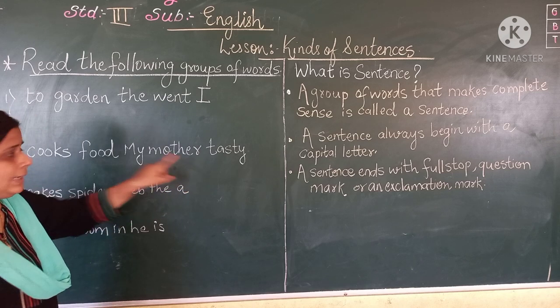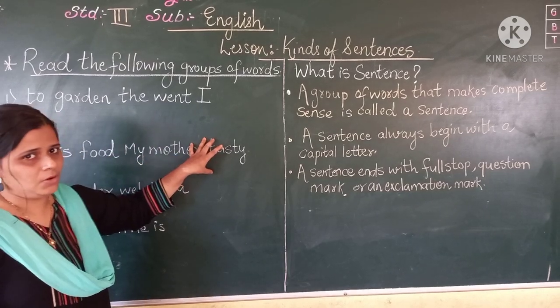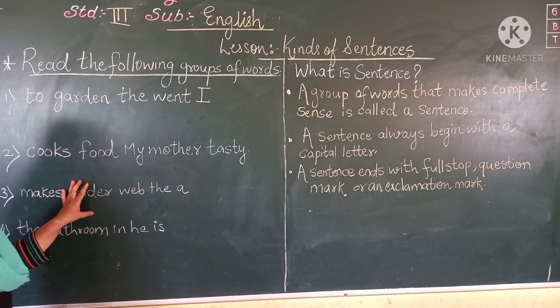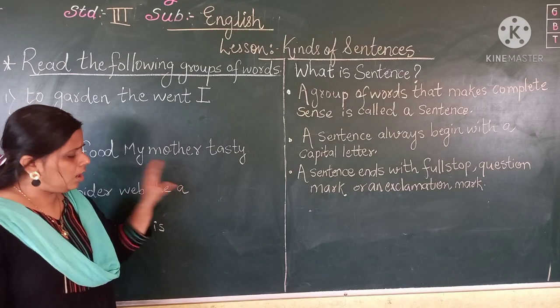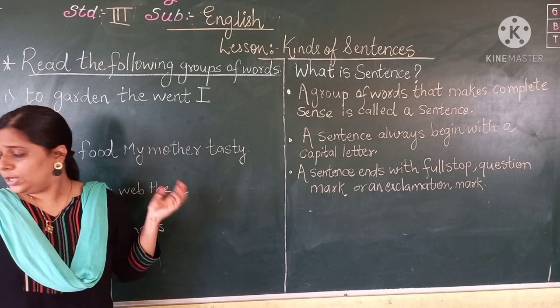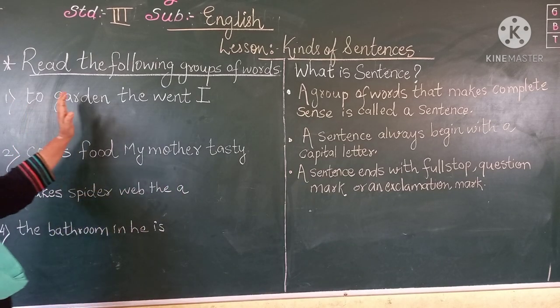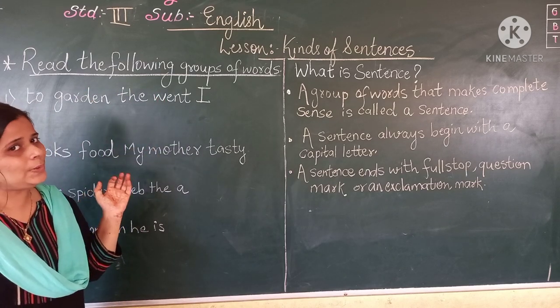Did you understand these groups of words? No. Okay. Now we'll see the third one. Makes, spider, web, the, a. Did you understand these words again? No. Now students, we will arrange these groups of words in a proper order. So let's start.